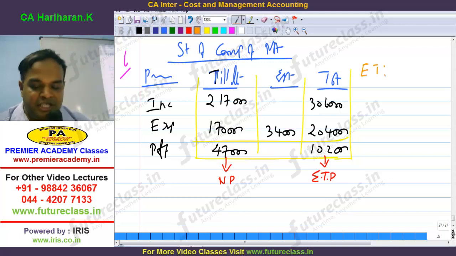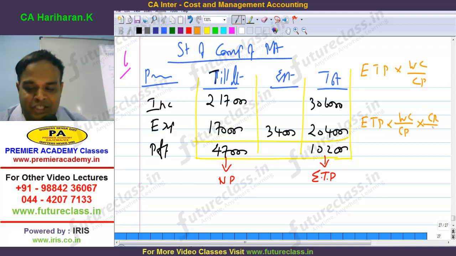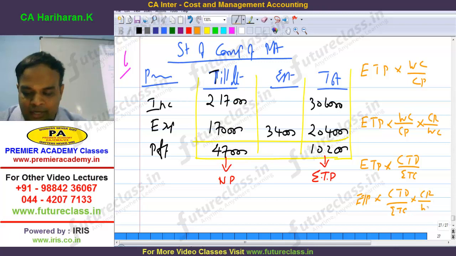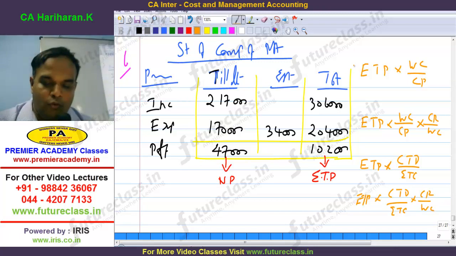First one, ETP into work certified by contract price. Second one, ETP into work certified by contract price into cash received by work certified. Third, ETP into cost till date by estimated total cost. Fourth, ETP into cost till date by estimated total cost into cash received by work certified. These are all the 4 formulas you have to remember with respect to ETP.